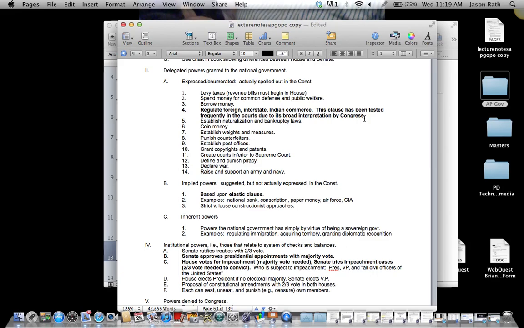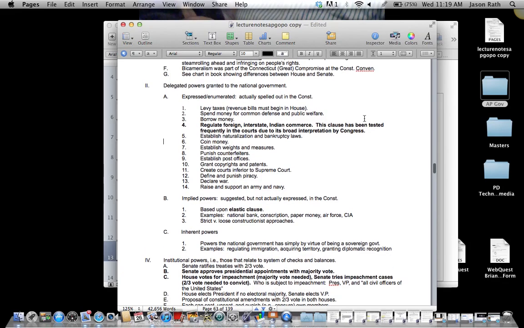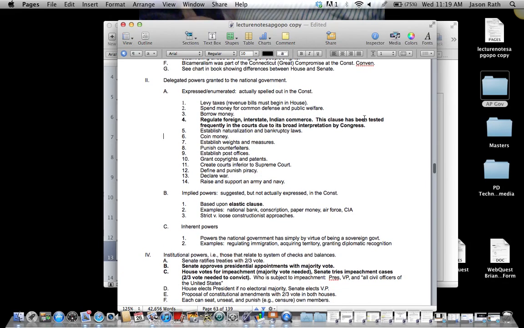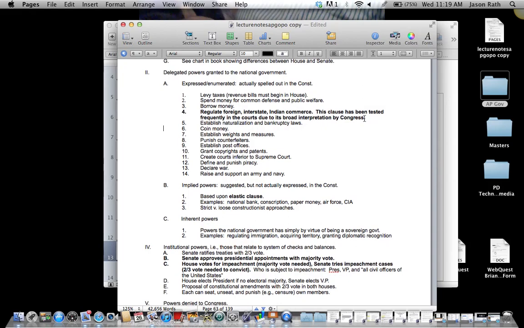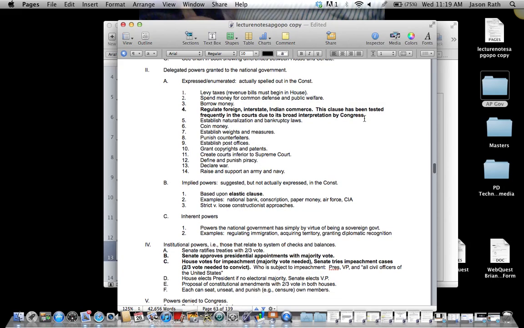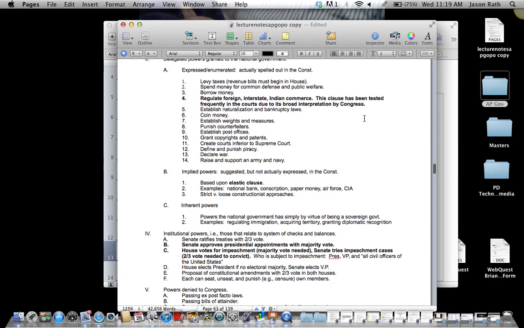So when we're talking about the national government, here's what they can do. They can levy taxes. Revenue bills begin in the House. We'll talk about that more with budget. Spend money, borrow money. This is a big one. Regulate foreign, interstate, and Indian commerce: foreign trade, interstate trade, Indian commerce. This clause has been tested frequently, of course, due to the broad interpretation of the Constitution.